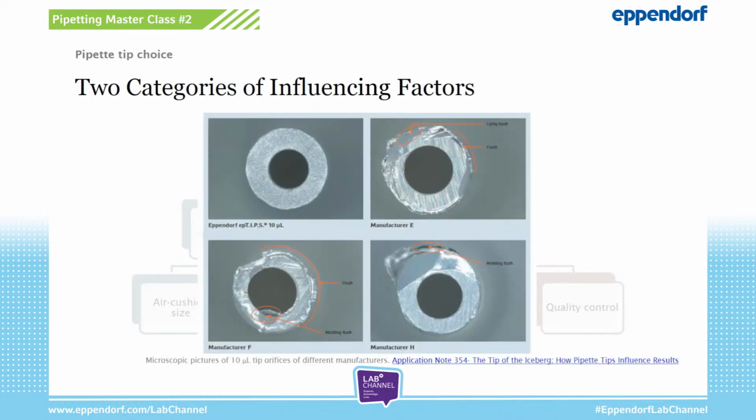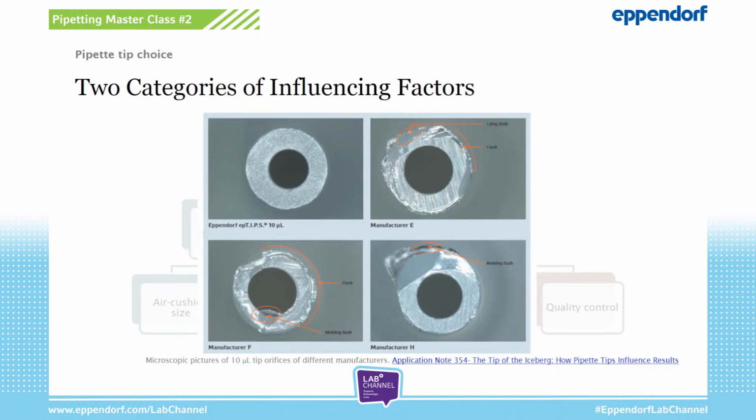Here we can see some examples for poor quality tips regarding the tip opening compared to the Eppendorf standard tip of 10 microliter. So this zone where the liquid leaves the tip during dispensing is very important for the accuracy of the results. At this part of the tip, the drop cut off occurs, and any imperfection of the geometry or shape, for example by production failures, leads to water retention. This especially plays a role with small volumes.